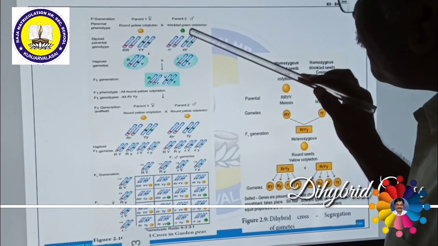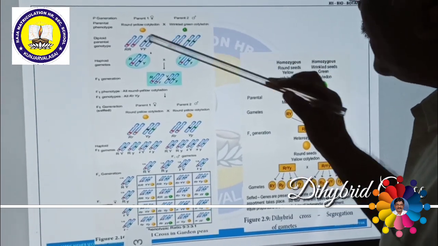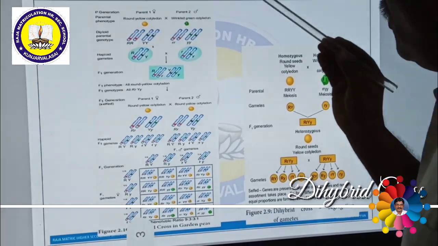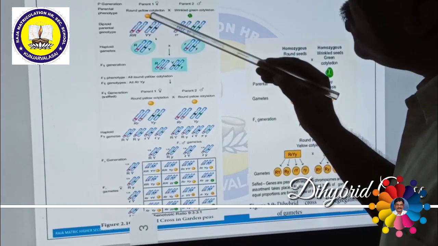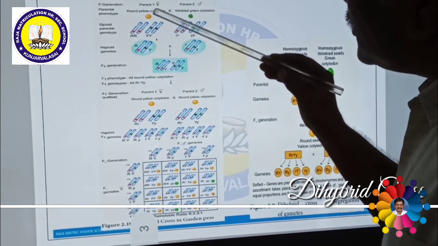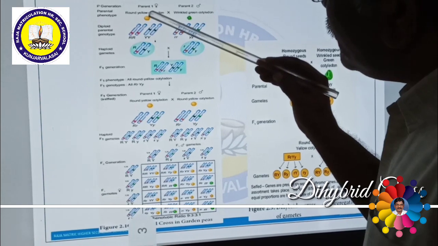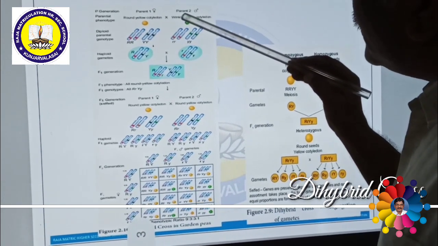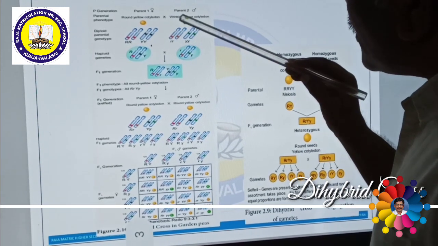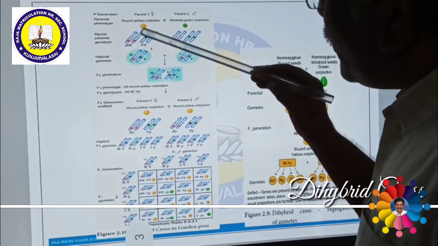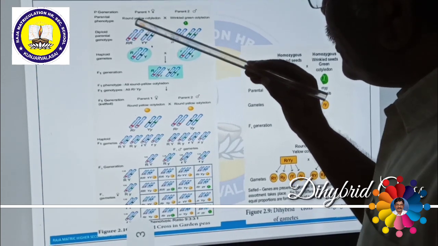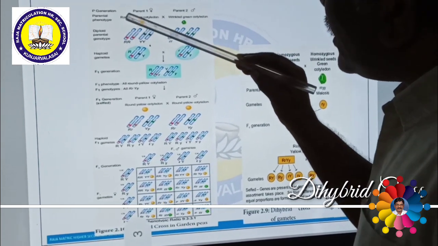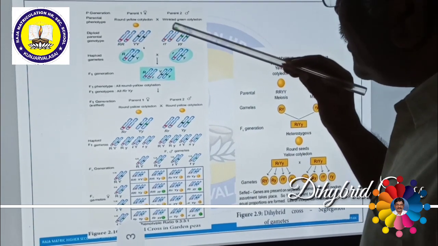So two contrasting pairs are simultaneously crossed. We can consider these as the parents. Do you understand? Now the round has two alleles. Round is dominant over wrinkle. That means round is dominant, wrinkle is recessive. Round is indicated by capital R, capital R. Wrinkle is indicated by small r, because round is dominant and wrinkle is recessive.